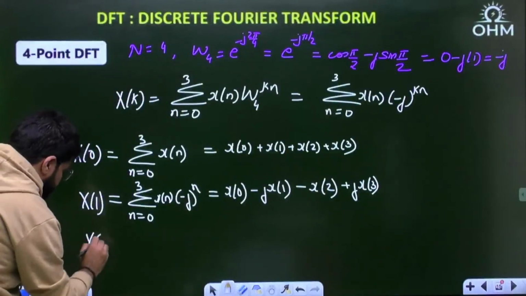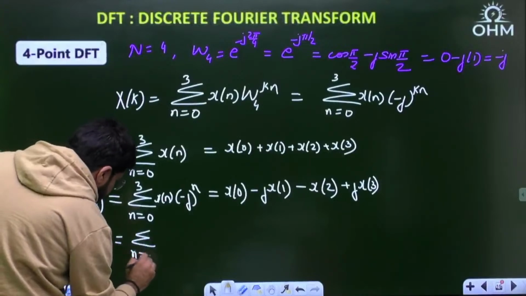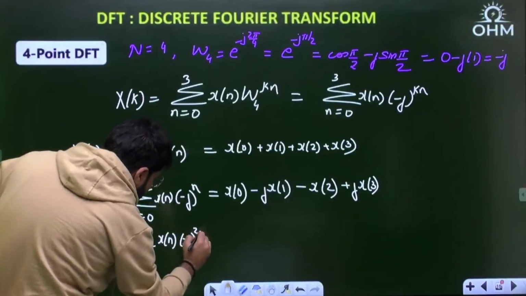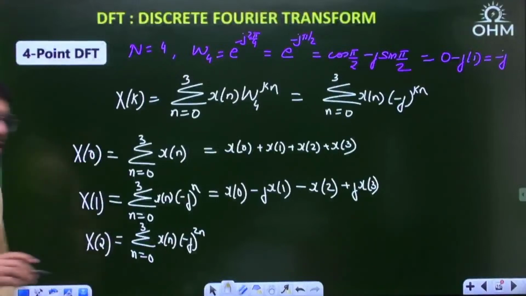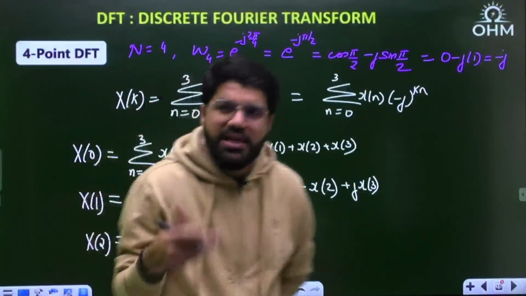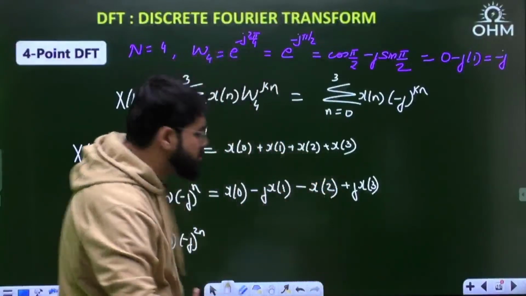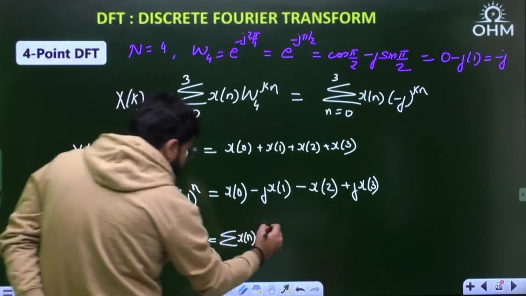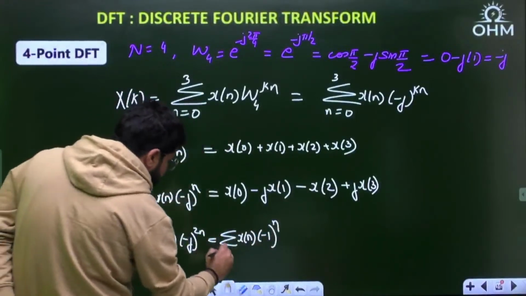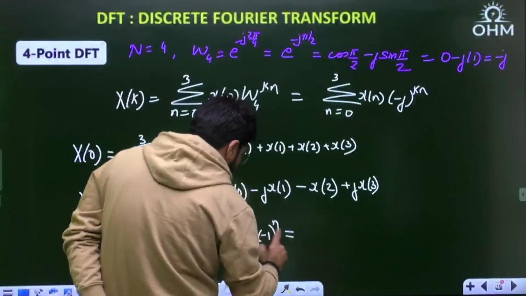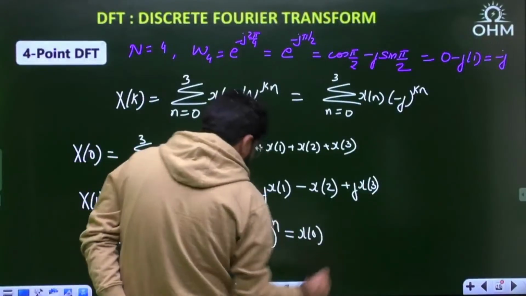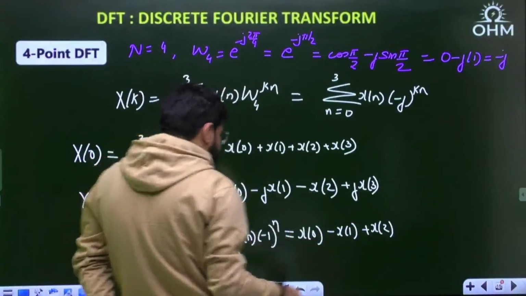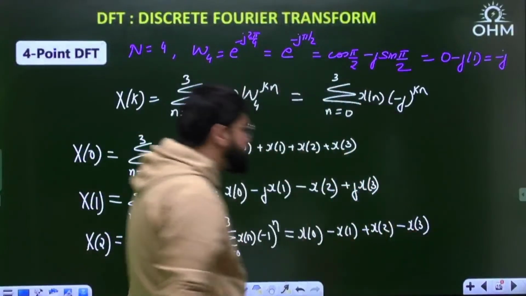Similarly, X of 2 is the summation n equal to 0 to 3 of x[n] minus j power 2n. But what is minus j power 2? Minus j square is j square, and j square is minus 1. So this can be further written as the summation of x[n] times minus 1 power n, n from 0 to 3. Putting n equal to 0, the first is x0, then n equal to 1, so minus of x1, then n equal to 2, so plus of x2, and n equal to 3, minus 1 power 3 is again negative, so minus of x3. So it is an alternating plus minus pattern.